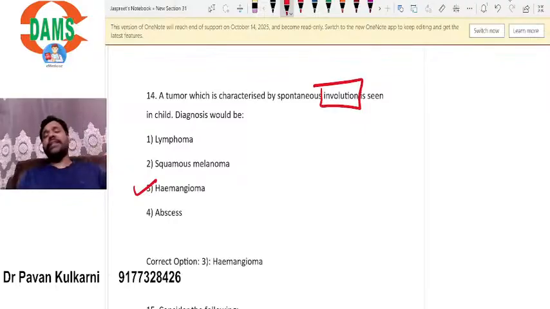Lymphomas, no, lymphomas are malignancies. They won't show spontaneous involution. Involution means regression on its own. Melanomas also don't involute on their own. Abscess, definitely treatment is required for abscess. So hemangiomas are the ones which will involute on their own, spontaneous involution.